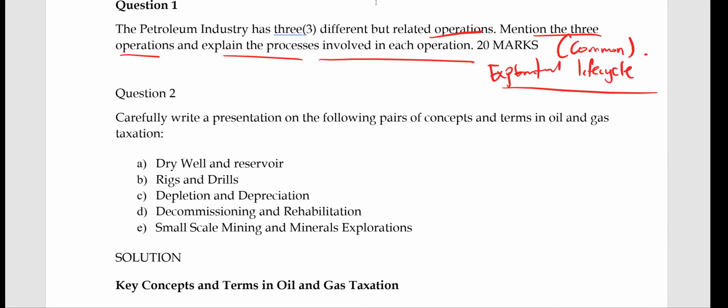Good. So now let's go and see how this 20 marks is spread, and you will be amazed. Look, just by saying there are 3 types of petroleum operations in Ghana, namely upstream, midstream, downstream, you get 3 marks. So students who don't like writing preambles, you are doomed. Let me show you what I mean.